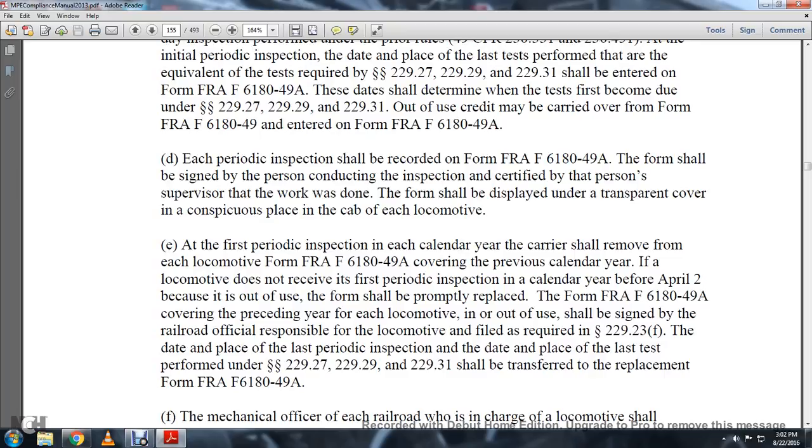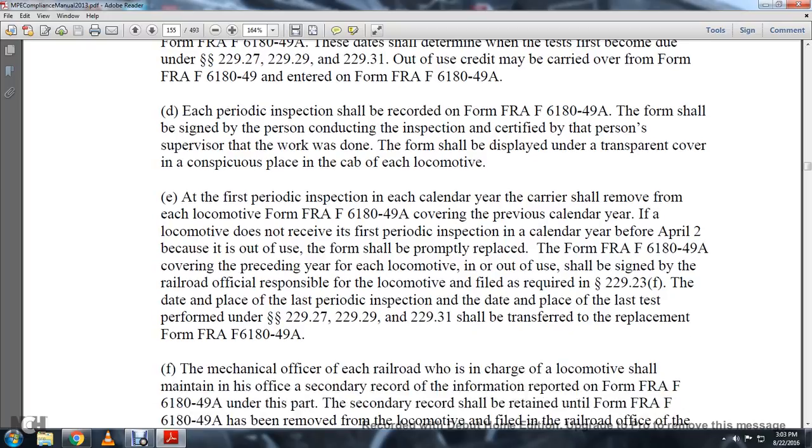D. Each periodic inspection shall be recorded on FRA Form 6180.49A, but the form shall be signed by the person conducting the inspection and certified by that person's supervisor that the work was done. The form shall be displayed under a transparent cover, conspicuously placed in the cab of each locomotive.